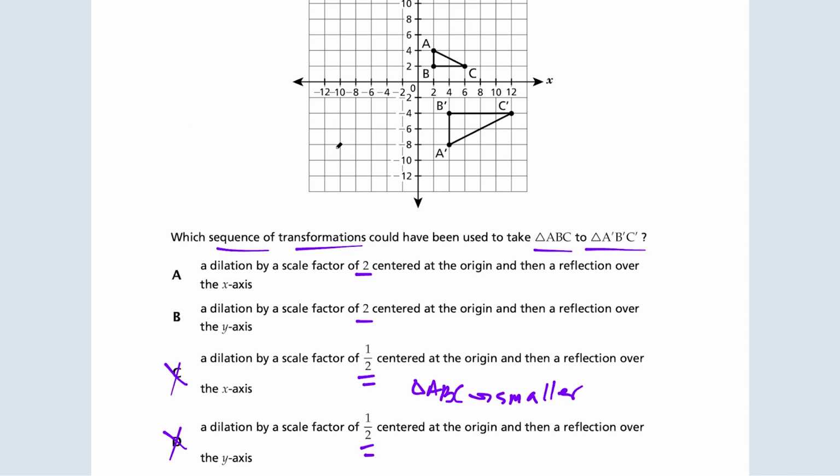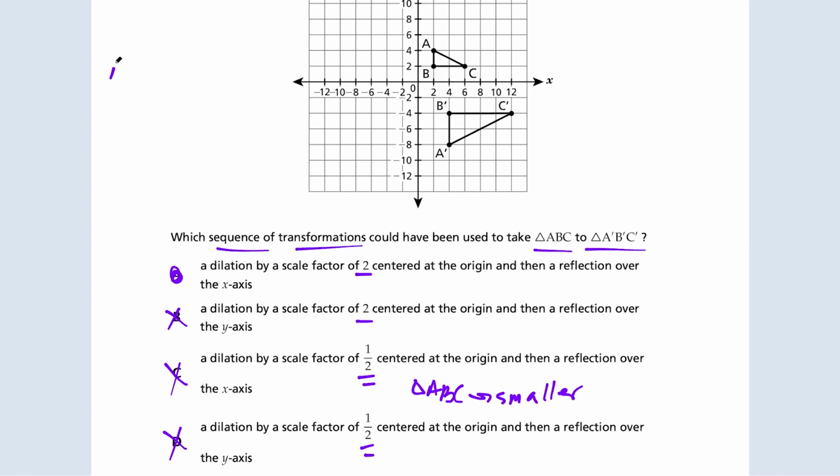And then think about this. Once the triangle grows, so you have a bigger triangle, does this have to be flipped over the x-axis or over the y-axis? You can see that when we grow this triangle, it's going to grow in this direction here, and we would have to flip it over the x-axis to map it onto this one. So choice A right away, just by doing this in my head, is looking good.